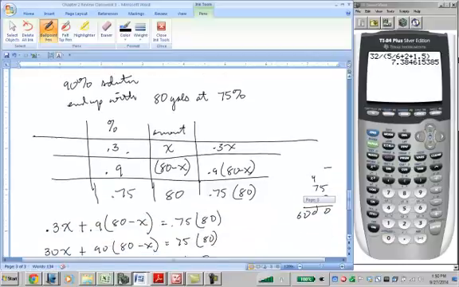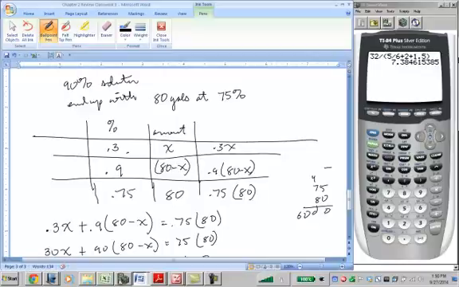Okay, so this is a little bit different type of problem. The percentages you have are 30%, so that's 0.3, 90%, which is 0.9, and then you want to end up with 75%, or 0.75. Now, here's where it's a little bit different. One of the amounts is going to be x, and since you know you're ending up with 80, then the other amount is going to be 80 minus x. So think about it. You're dividing it up into two parts.